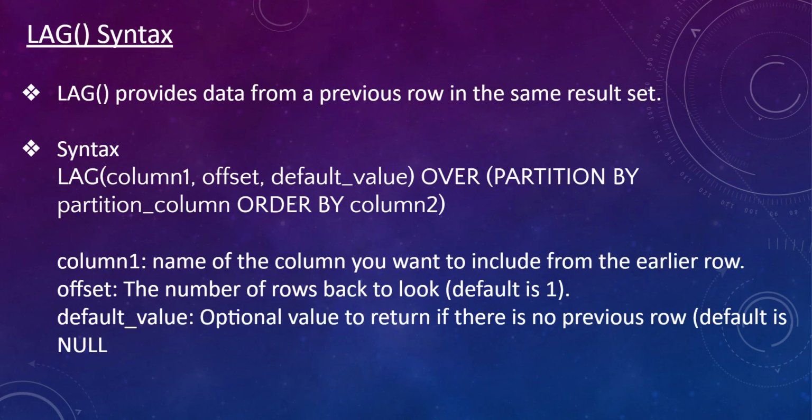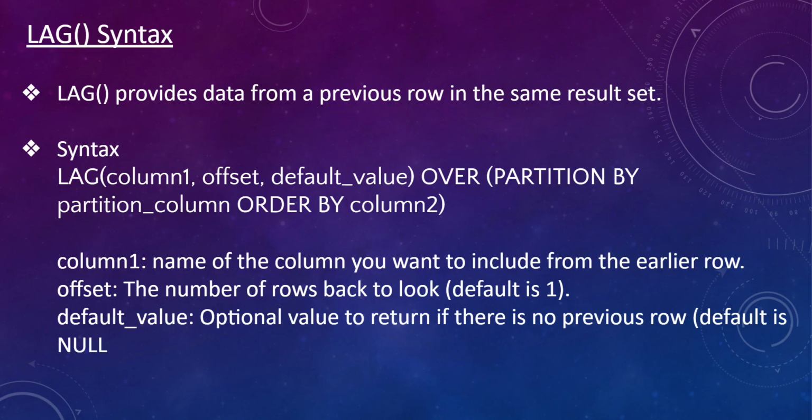Now let's see the syntax of lag first. Then we will move into the lead function. As I mentioned, lag provides data from a previous row in the same result set. Syntax is very important to write the SQL code, and this is the syntax for the lag function. Lag, then in parentheses we mention column 1, which is the name of the column you want to include from the earlier row. Then offset. By default it is 1, and offset is basically the number of rows you want to look back.